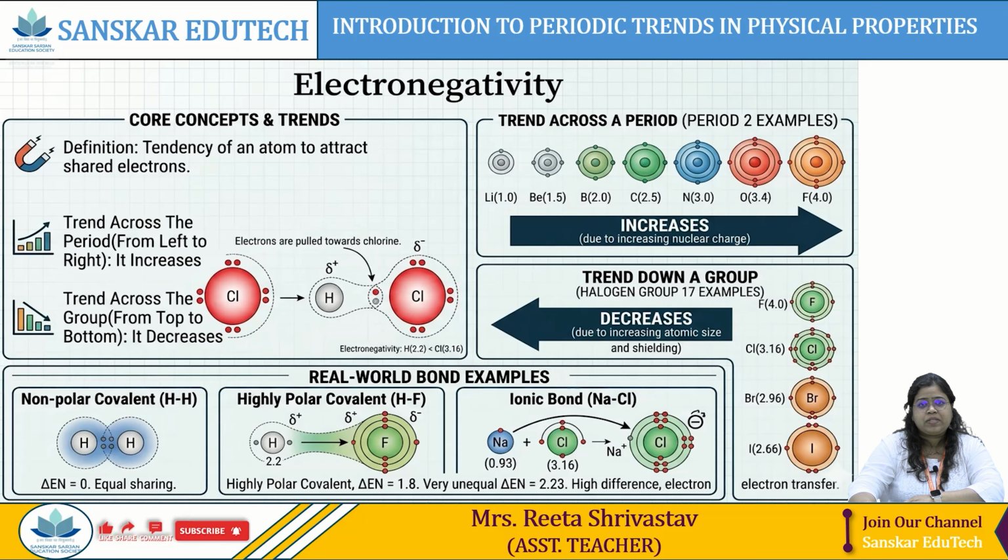Now students, we move towards the electronegativity. Electronegativity is the tendency of an atom to attract a shared electron. Any atom's tendency or power to attract a shared electron is known as electronegativity. Now the periodic trends for electronegativity: across the period it increases, and down the group, that is from top to bottom, it decreases. Now I am going to give you one example for electronegativity, that is fluorine, the element which has the highest electronegativity. It also belongs to the halogen group, that is group 17.